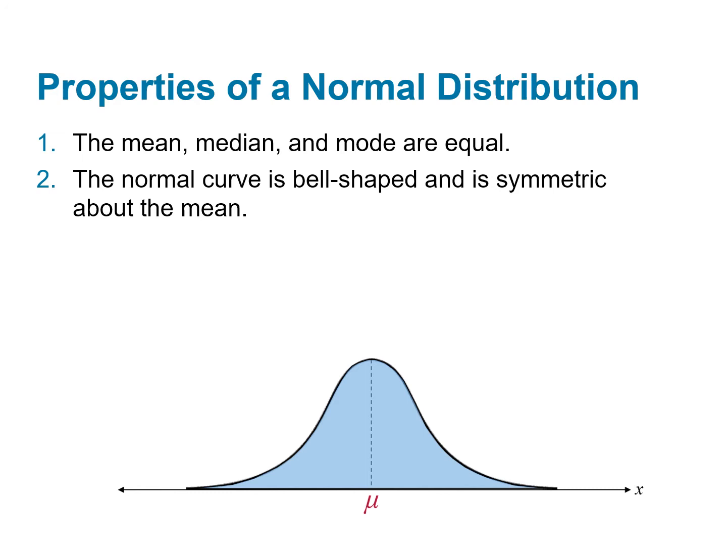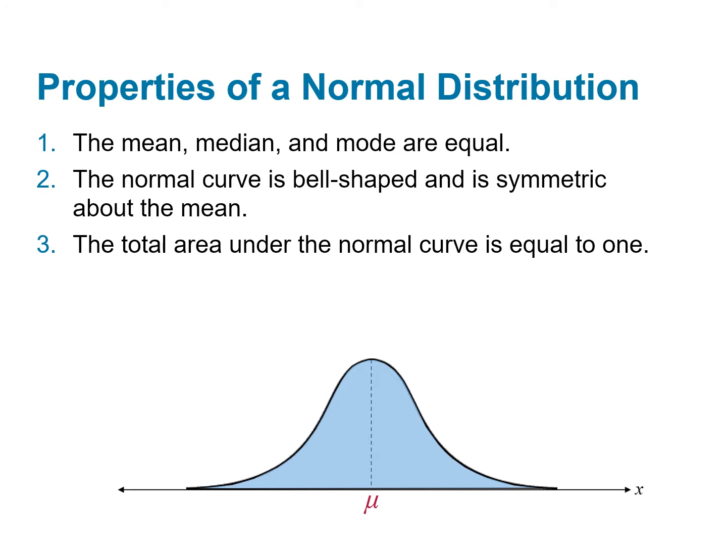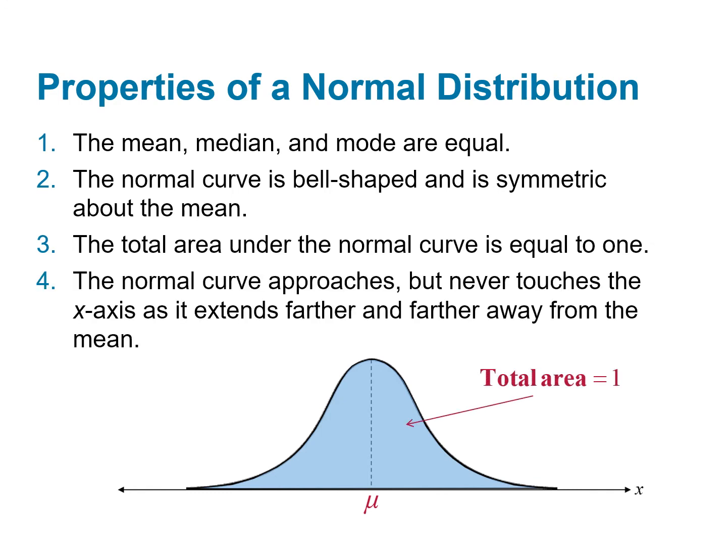The normal curve is bell-shaped, as I mentioned earlier. It's a bell curve, and it's symmetric about the mean, meaning it's equal on both sides of the mean. It looks exactly the same. The total area under the normal curve is equal to 1, and that represents 100%. The normal curve approaches, but never touches, the x-axis the farther away from the mean we get. It does look like it stops, but it actually doesn't. It keeps going and gets closer and closer to the x-axis, but never touches it.